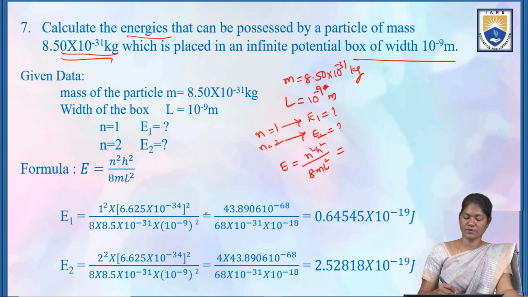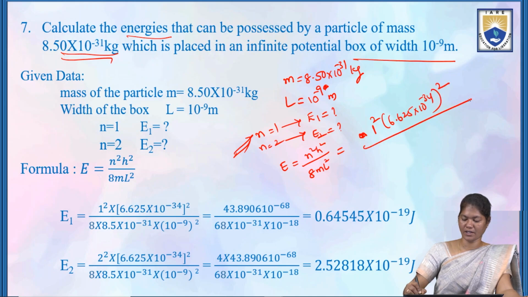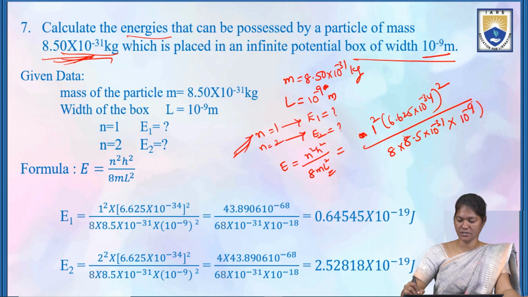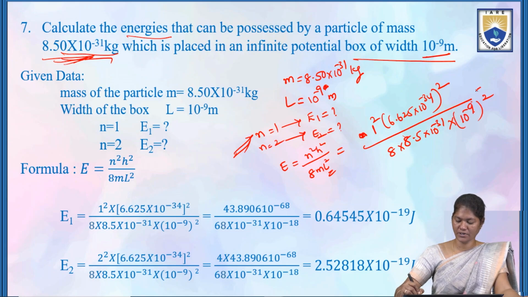So it is one dimensional, so n square is 1. For the first case, 1 square, h square is 6.625 into 10 power minus 34 joules whole square, divided by 8 into the mass of the particle 8.5 into 10 power minus 31 kilogram into L, which is 10 power minus 9 meters, whole square. So we'll get 0.6454 into 10 power minus 19 joule.